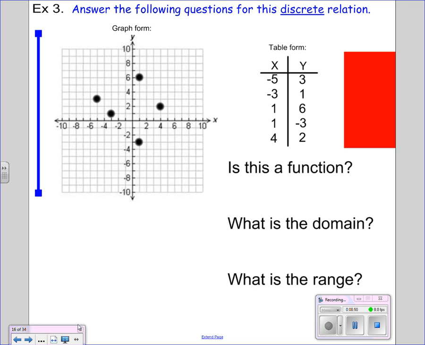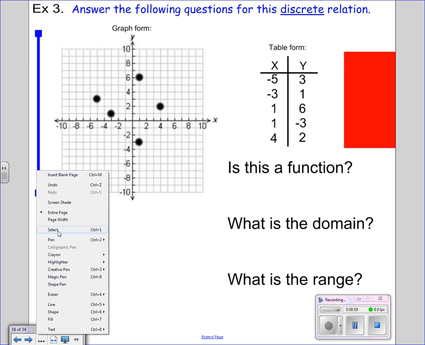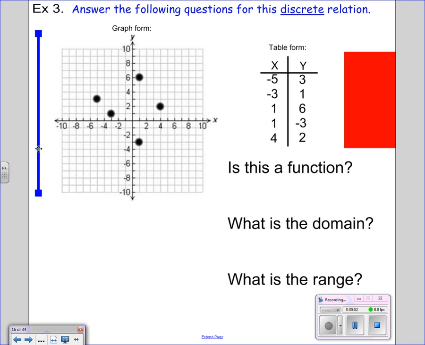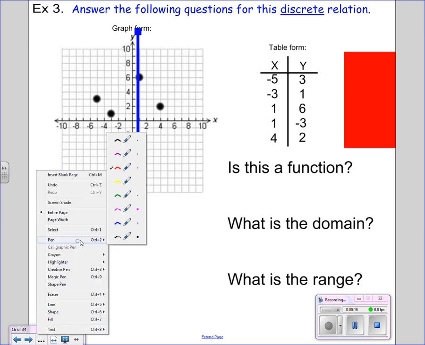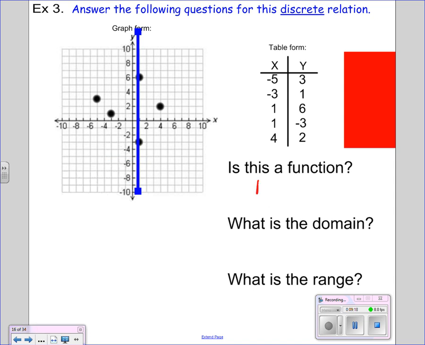So is this a function? To determine if it's a function, we're going to use this vertical line here. And it doesn't want to move because I still have my eraser on. I'm sorry. All right. So vertical line. Does the vertical line touch more than one dot? Right there it does. So is it a function? No, it isn't. It is not a function. It is a relation, but it's not a function.